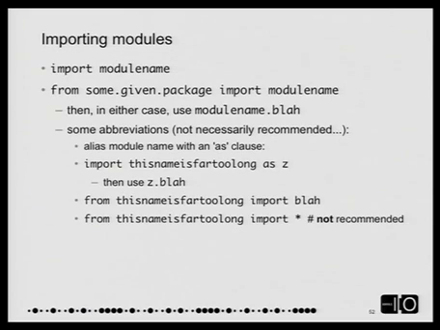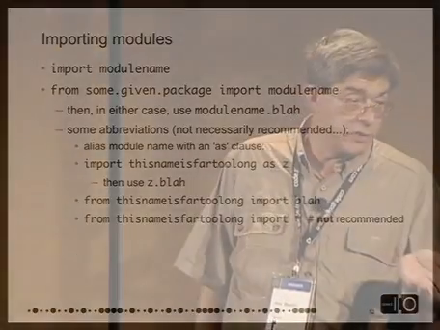So for example, suppose somebody gives you a module whose name is far too long to use conveniently, and you would like to have a shorter name for it. This is how you do it. Import this name is far too long as Z. And now, instead of this name is far too long dot blah, you can use Z dot blah. And this is indeed sometimes useful if you ever have to handle modules whose names are far too long.